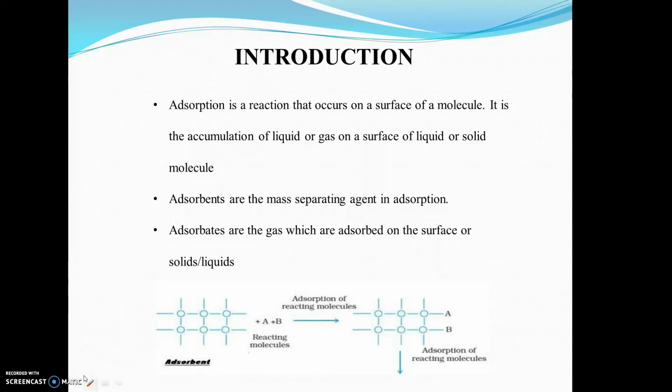Adsorbates, meanwhile, are the gas or liquid which are adsorbed on the surface of solids or liquids. The image below shows a general adsorption process of how reacting molecules are adsorbed on the adsorbent.